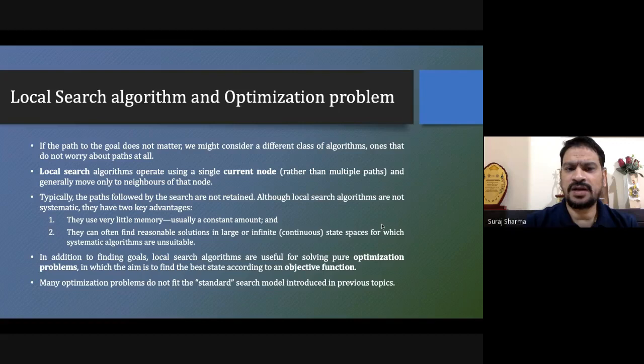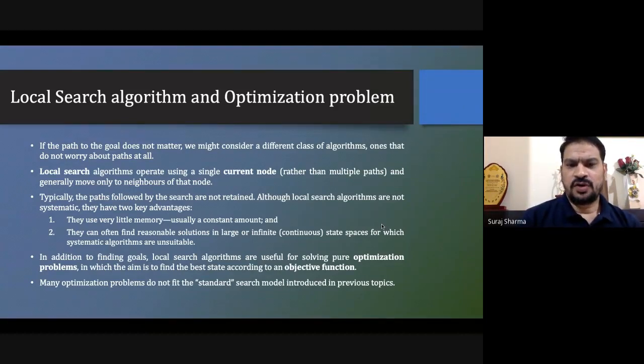But here in the local search algorithm, we have to store only one node, which is the current node. If we have started from the initial node, then the initial node will be my current node. From the initial node, if I choose one of its children, that child will become the current node. A node which is about to be explored is called the current node, and it generally moves only to a neighbor of that node. So we don't have much information here: we have the current node and its neighbor information. That's all.